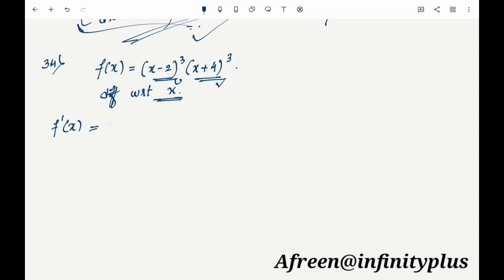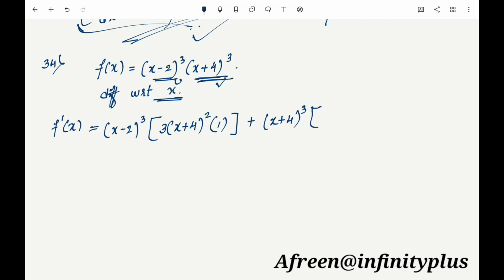In the product rule, the first function will remain as it is, which is (x minus 2) whole cube, and you have to differentiate the second function. So the differentiation of the second function will be 3 times (x plus 4) whole square into 1. And again, the second function you have to keep as it is, which is (x plus 4) whole cube, and you have to differentiate the first function, which is 3 into (x minus 2) whole square into 1. So here I have differentiated f of x as a product of two functions.